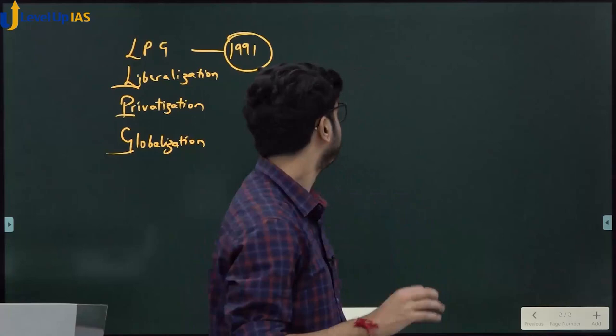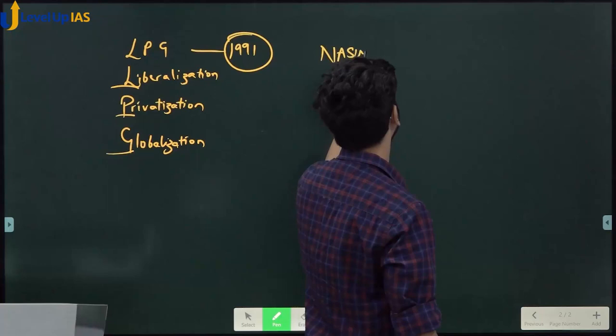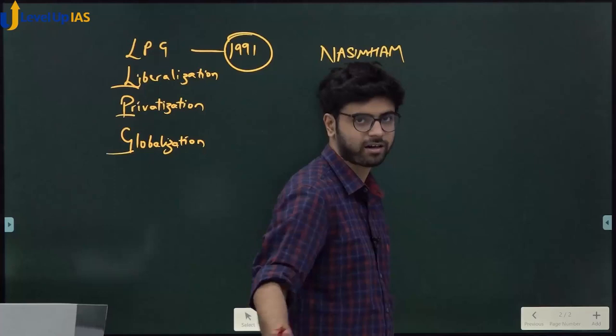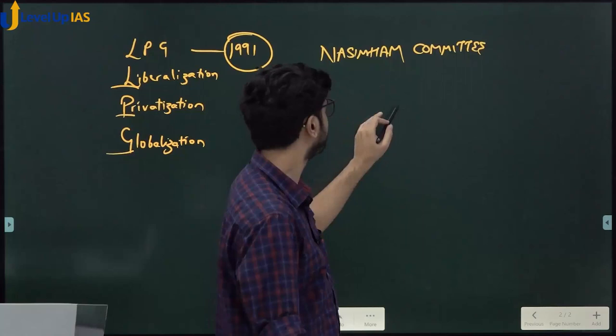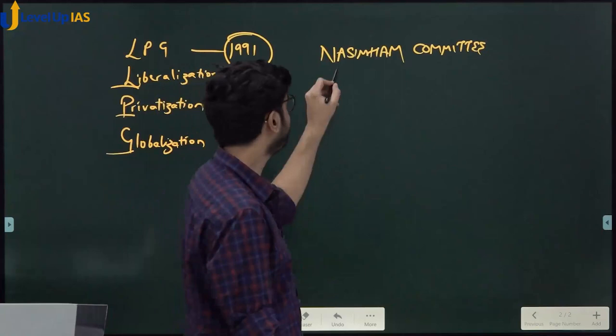We set up a committee called Narsimham Committee. This is the biggest committee in the banking sector ever. The biggest mandate, Narsimham Committee. Don't confuse it with the Prime Minister P.V. Narasimha Rao. He was different. He is Narsimham Committee. Okay? Narsimham Committee was set up in 1991 immediately when LPG reforms were announced.